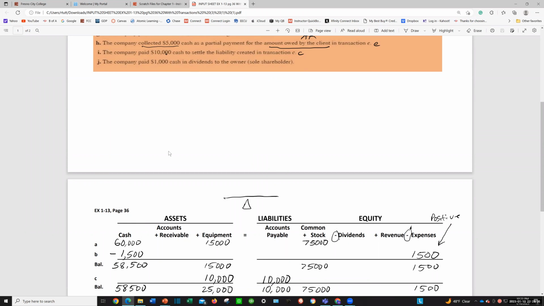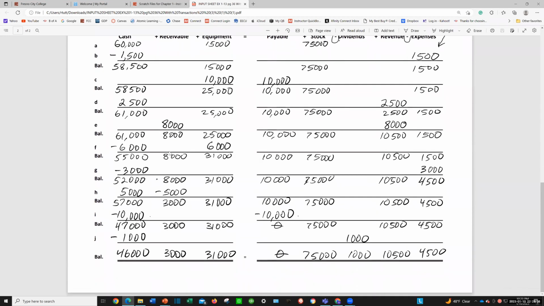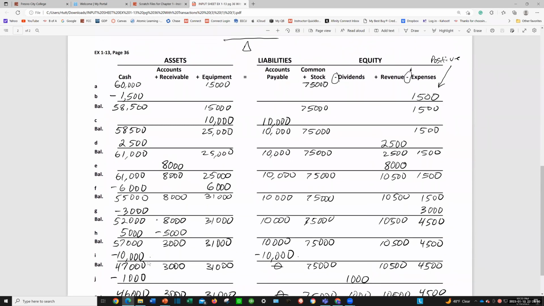Here we go. Let's go down here to J. So we're going to reduce cash by 1,000, right? Cash is going down 1,000. And then we're going to put that 1,000 into dividends. Now, again, it's a positive number. And at face value, it just looks strange because you've got a minus 1,000 here and a plus 1,000 over here. But remember, do you see this minus sign? So when you put a positive number here, you are going to subtract it.